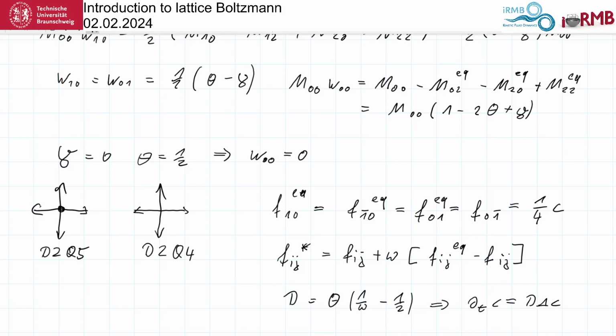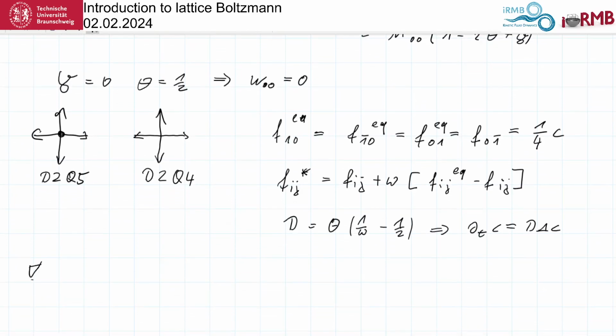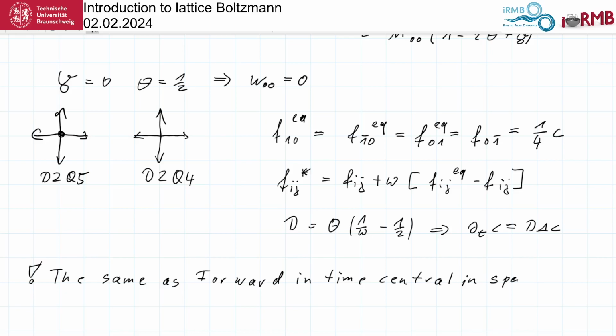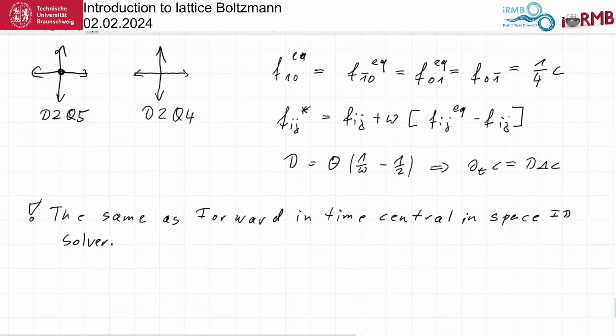What we observe actually here is, will this work? Yeah, this will work, this we know, because what we came up with is the same as a forward in time, central in space FD solver. It simply turned out to be the same. Okay, so we assume that it works. So this was as simple as possible.